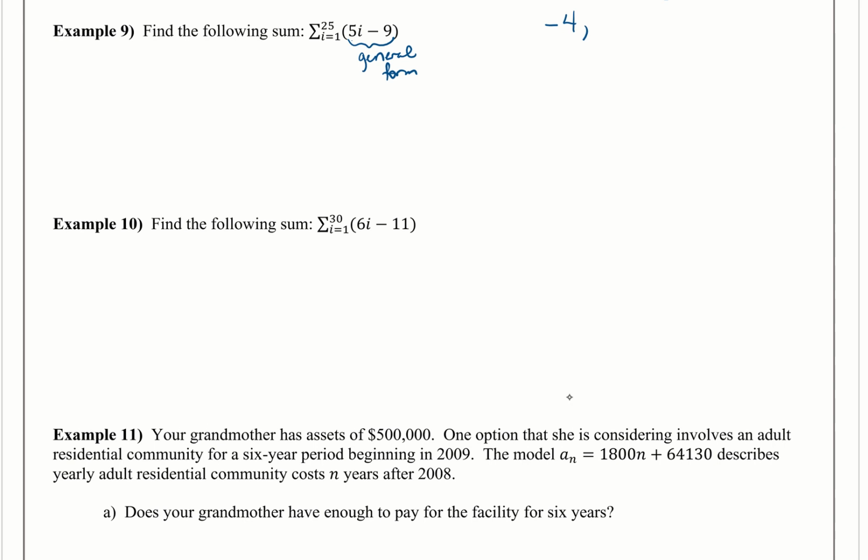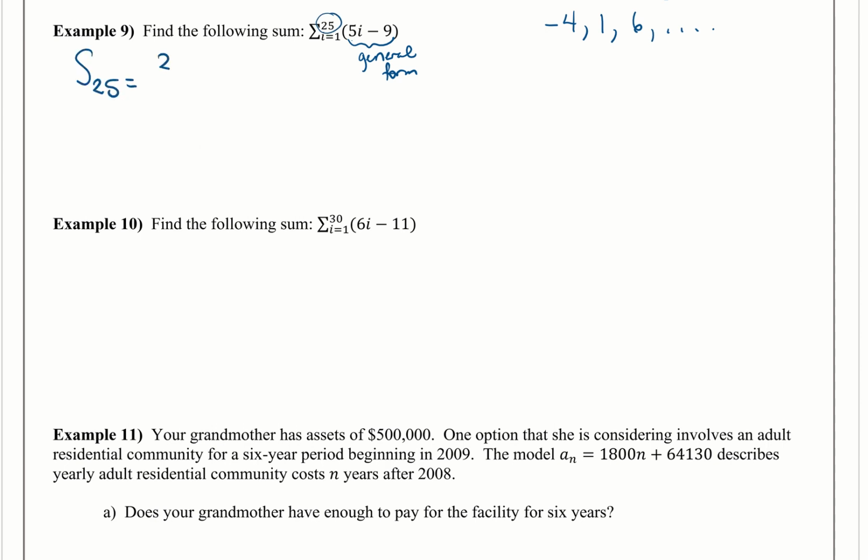So if I plug in a 2, 10 minus 9 is 1, and so forth. And each time, if I plug in a 3, I should be getting 5 units larger. So this is what this looks like. What I'm finding here is the sum of the first 25 terms. So I'm finding S of 25.